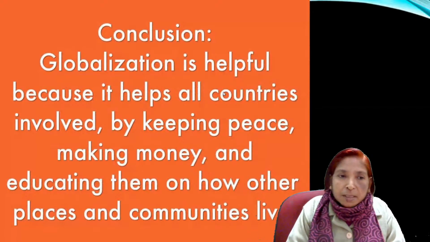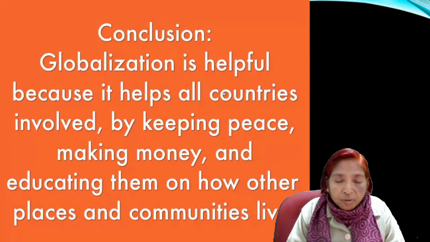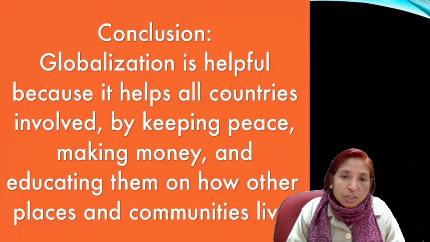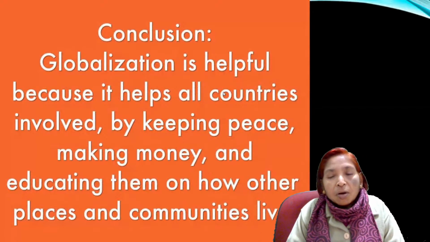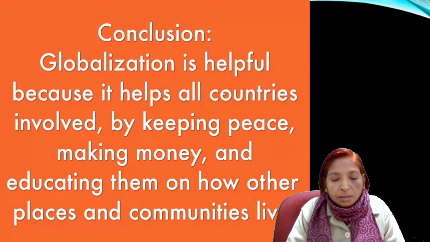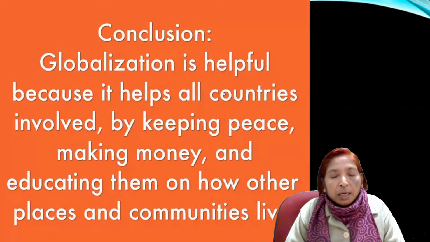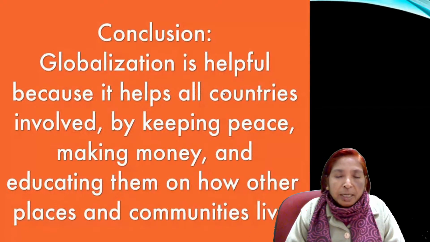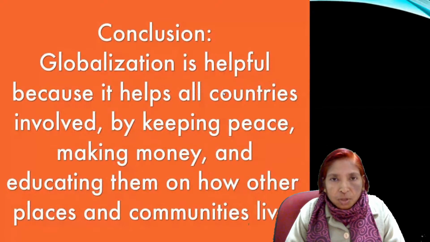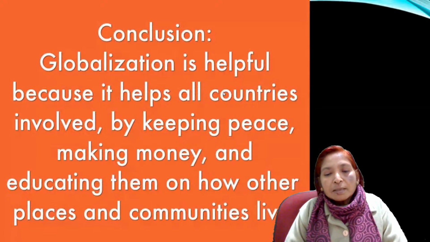So we can conclude from today's session that globalization has some positive and negative effects also, and it has different dimensions. But globalization is helpful because it helps all countries involved by keeping peace, giving solutions to global problems at the global level. And if all countries are living under a single umbrella, then they can easily understand their problems and provide solutions to their problems also. So it helps all countries involved by keeping peace, making money, and educating them on how other places and communities live.